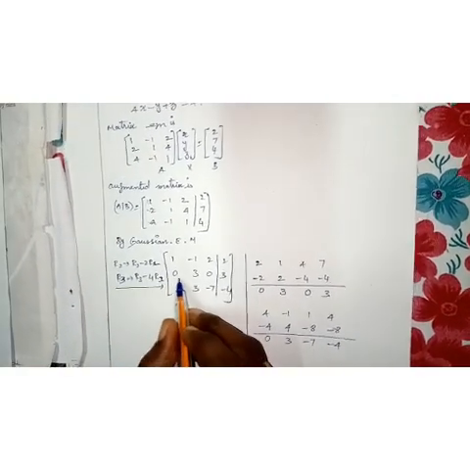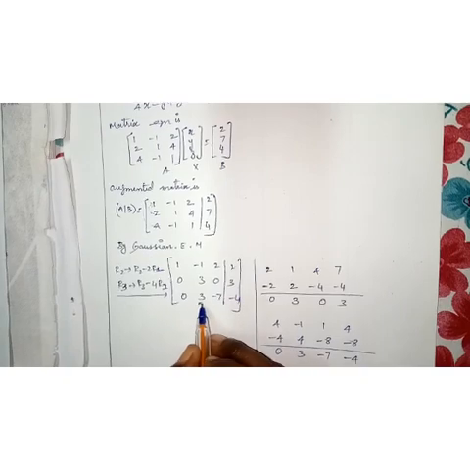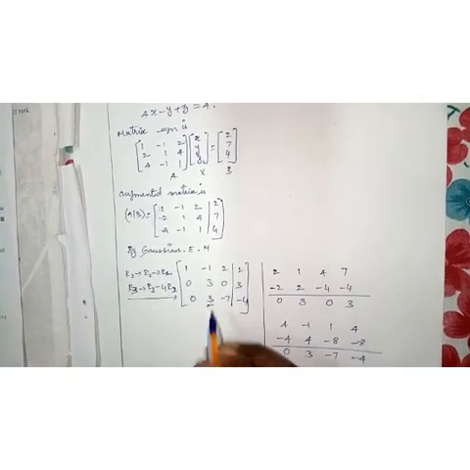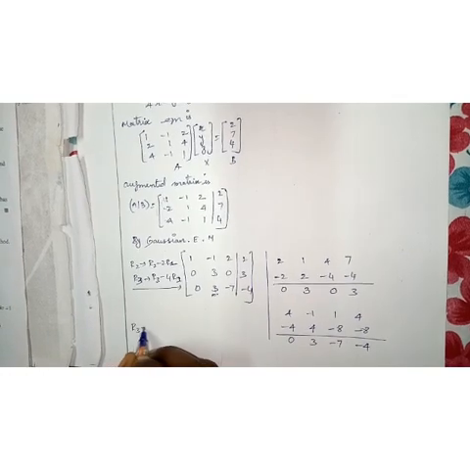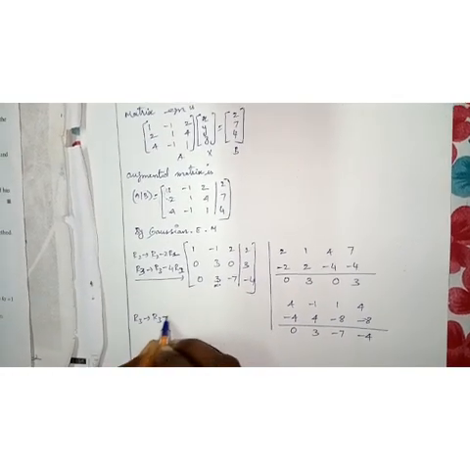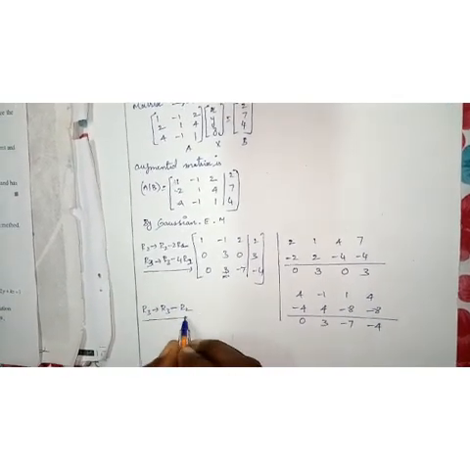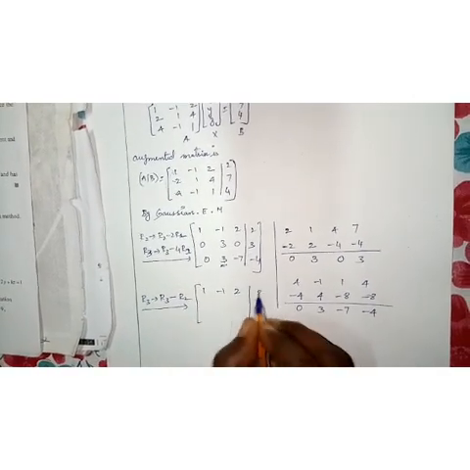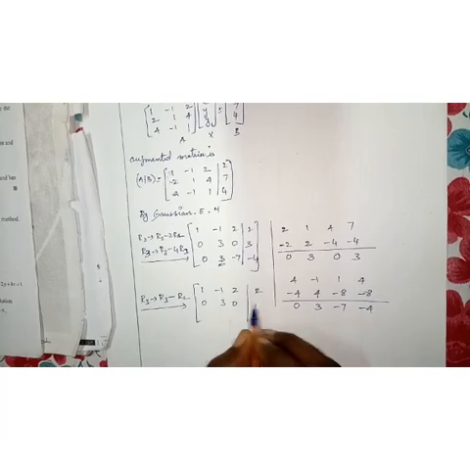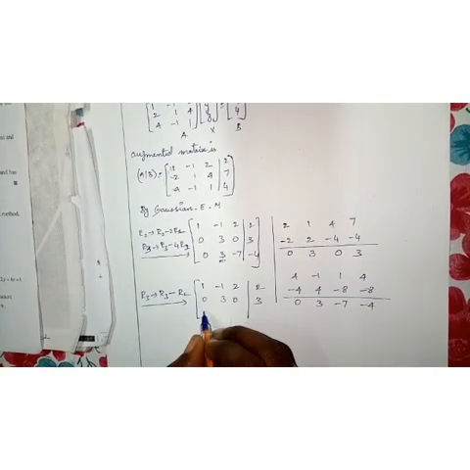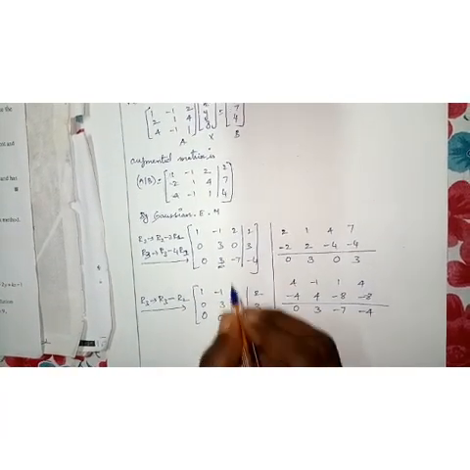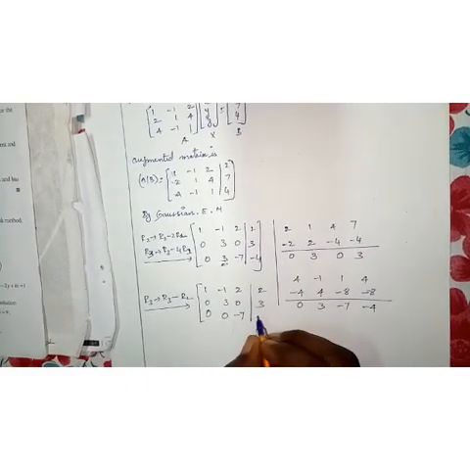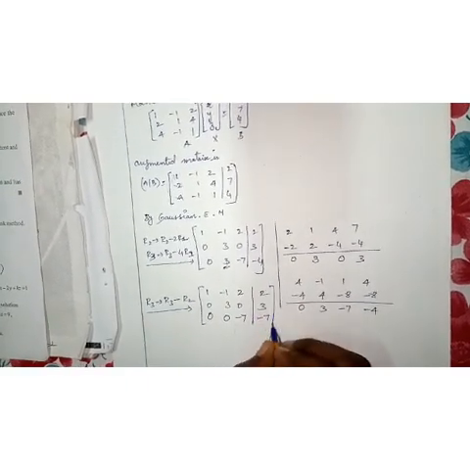Then we have to form the triangle shape of 0s, so we want to convert this element to 0. Shall I subtract these two rows? R3 gives R3 minus R2. What will come? 1 minus 1 2 2. No need to change the second row. Subtract these two rows: 0 0 minus 7. This is minus 7. Is it clear?